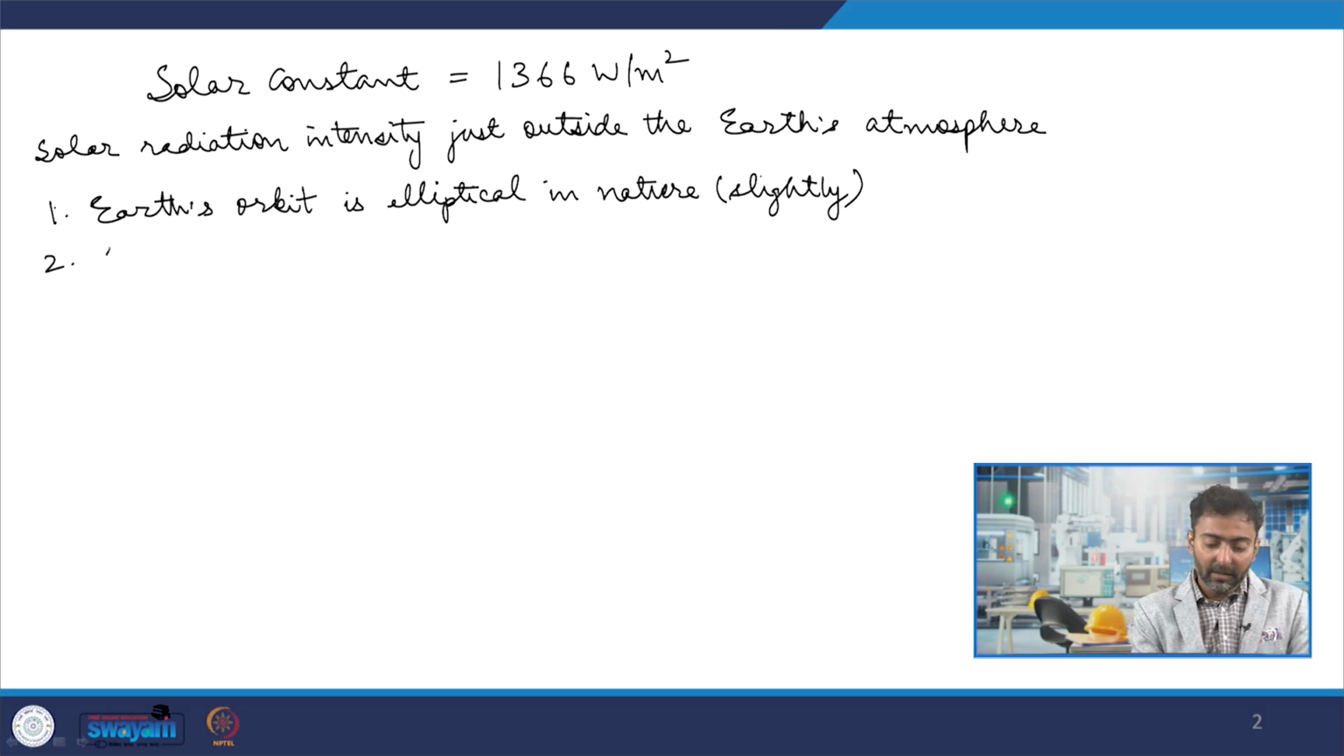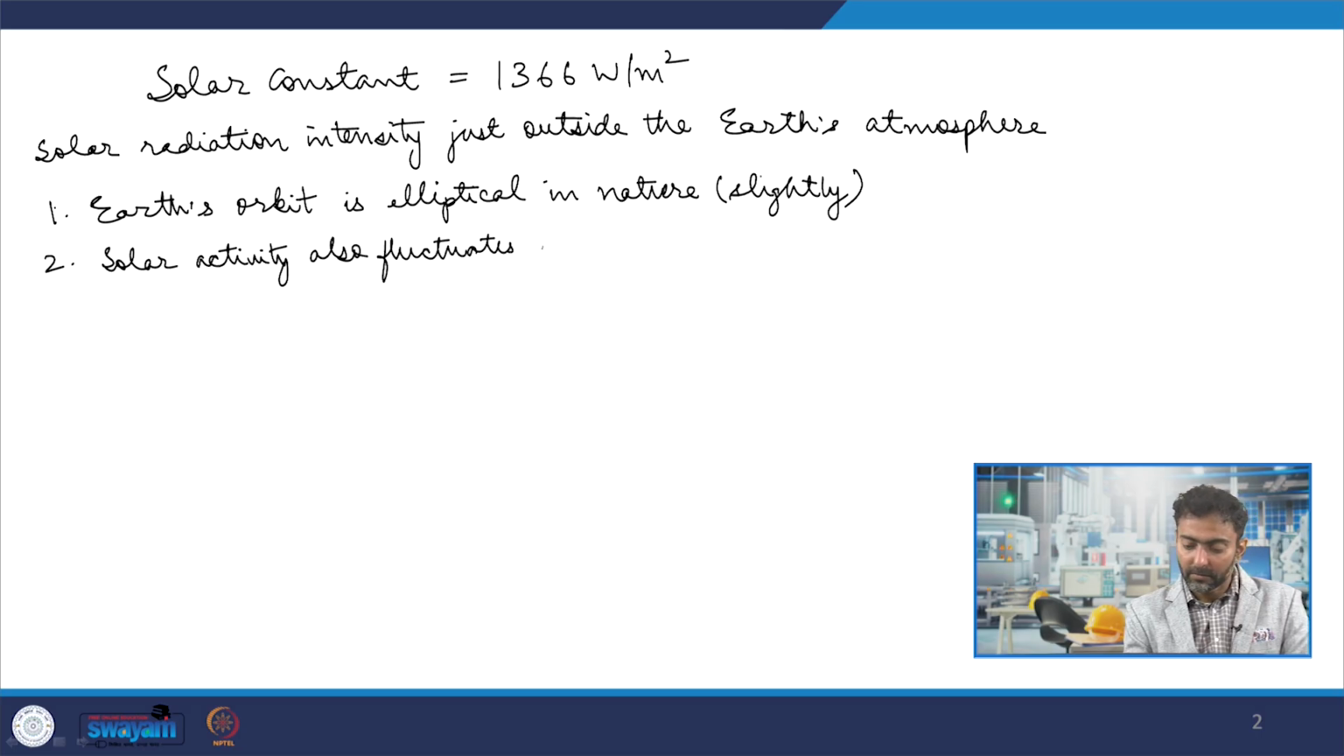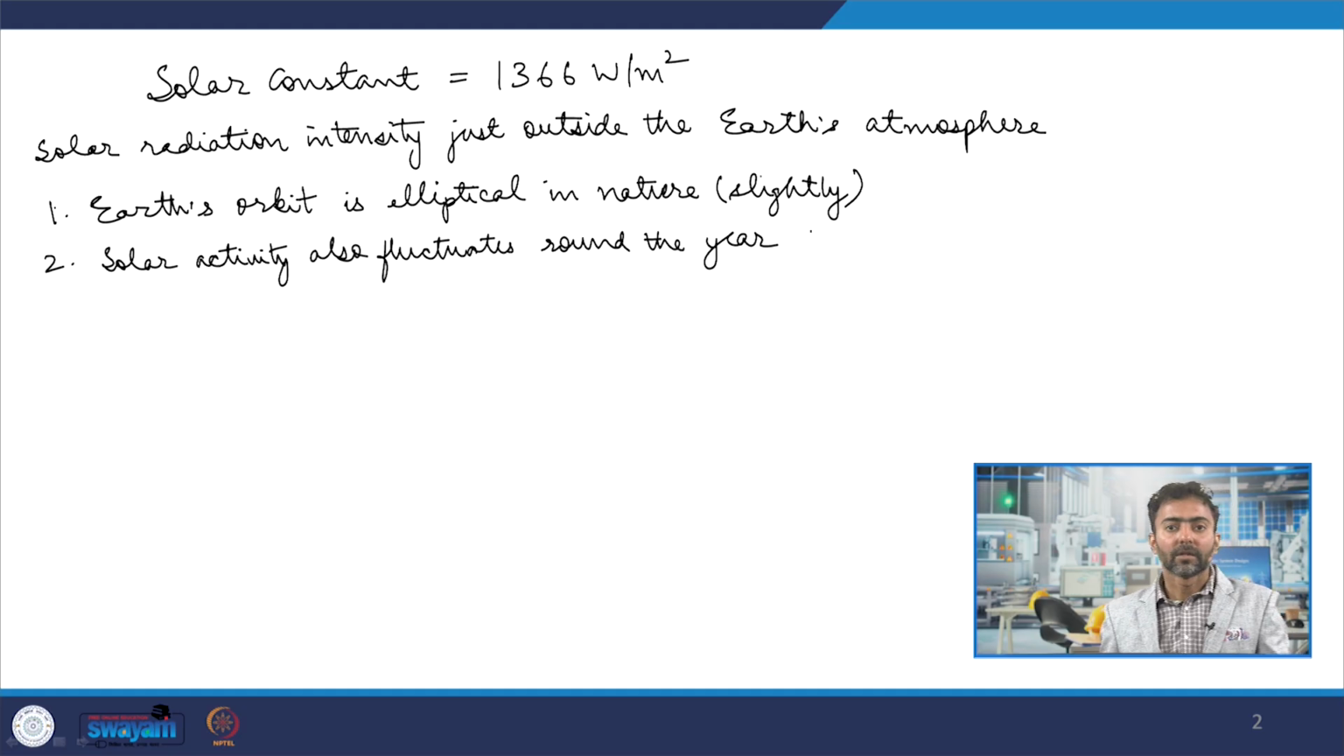And the second reason is that the solar activity also fluctuates around the year. So, the solar activity is also not constant. From time to time there are solar flares, sometimes it increases, sometimes it decreases. So, due to these two effects, a rough estimate of variation of the solar constant is that it varies somewhere in the range of around 3.4% plus minus on either side.